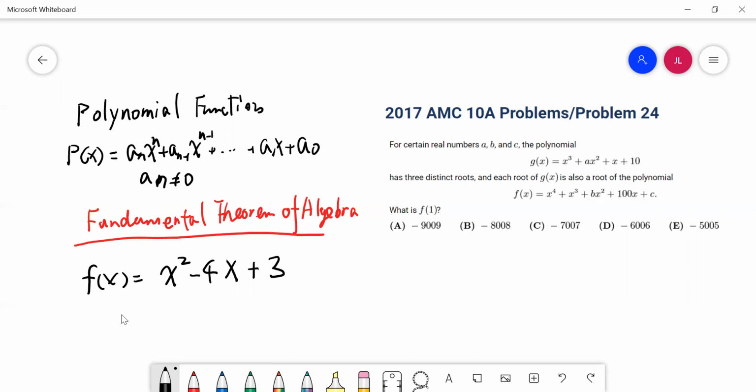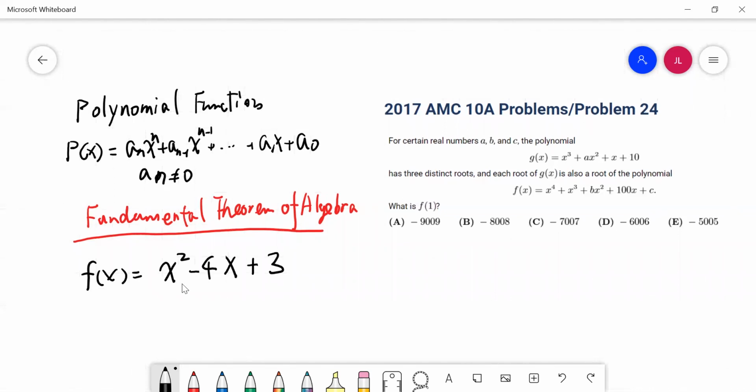Let's see, this is a polynomial function, f(x) equal to x squared minus 4x plus 3. This is a quadratic, a second degree polynomial function. According to the fundamental theorem, there are going to be two roots. We can find them easily. This equals (x minus 3) times (x minus 1). The two zeros are 1 and 3. So this is some background.